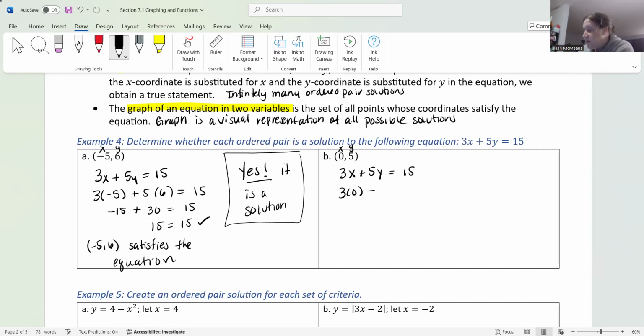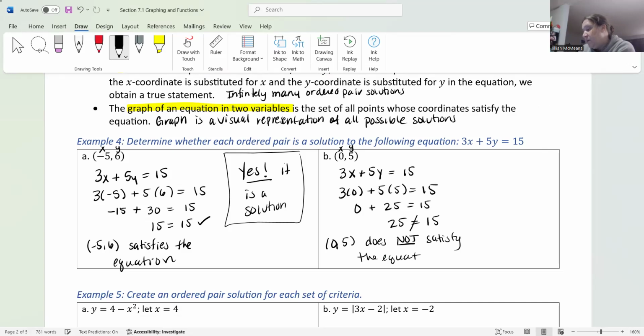So I have 3 times 0 plus 5 times 5 equals 15. Well, 3 times 0 is 0. 5 times 5 is 25. And 0 plus 25 is 25. And unfortunately, that does not equal 15. So we would say (0, 5) does not satisfy the equation. That means it's some point that doesn't live on the graph.